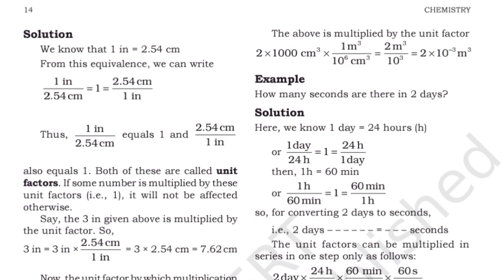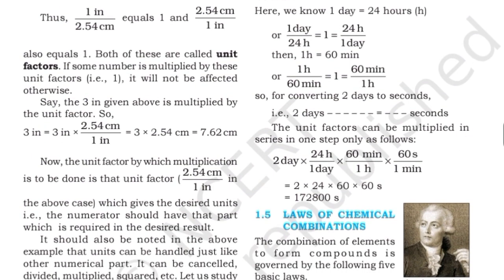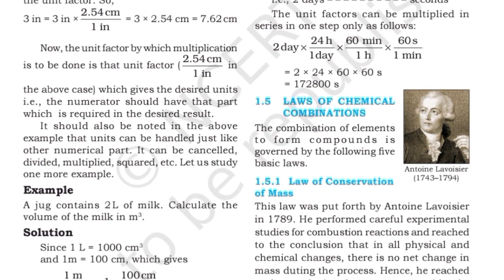Another example: how many seconds are there in 2 days? Here we know 1 day is equal to 24 hours, then 1 hour is equal to 60 minutes. So for converting 2 days to seconds, that is 2 days is equal to dash seconds. The unit factor can be multiplied in series in one step only as follows: 2 day into 24 hour by 1 day into 60 minute by 1 hour into 60 second by 1 minute, which is equal to 2 into 24 into 60 into 60, which is equal to 172800 seconds.